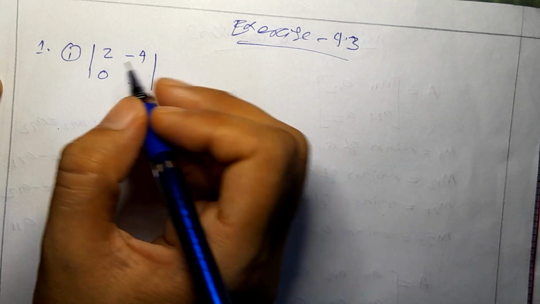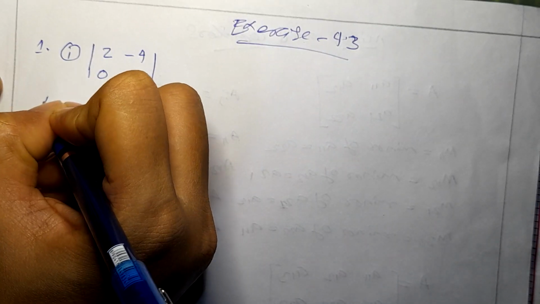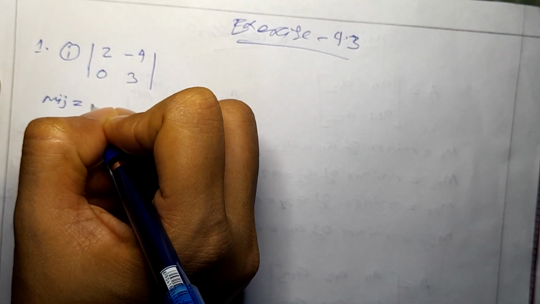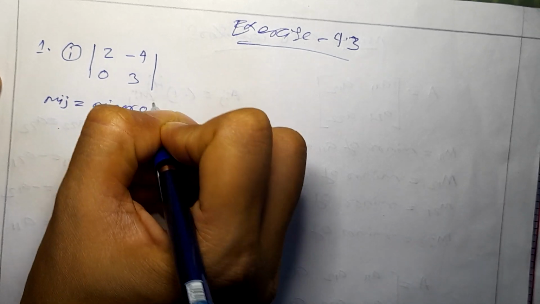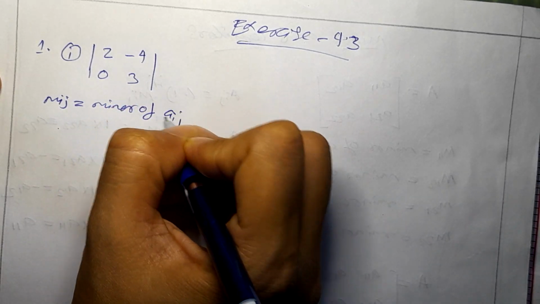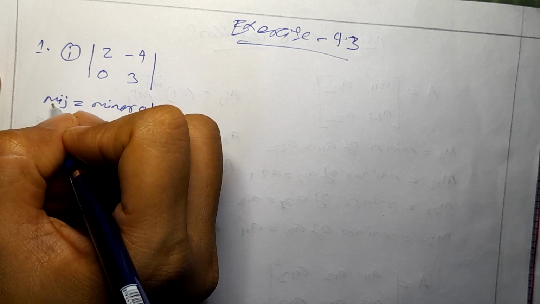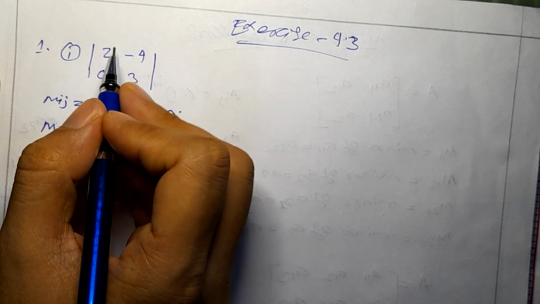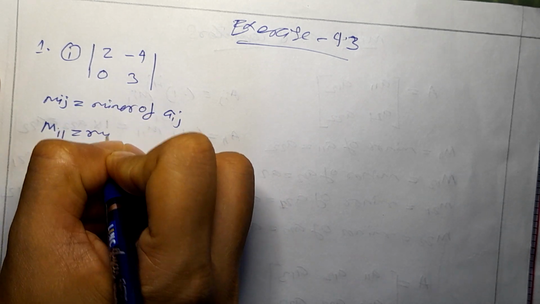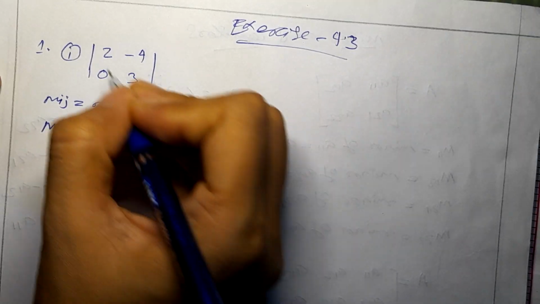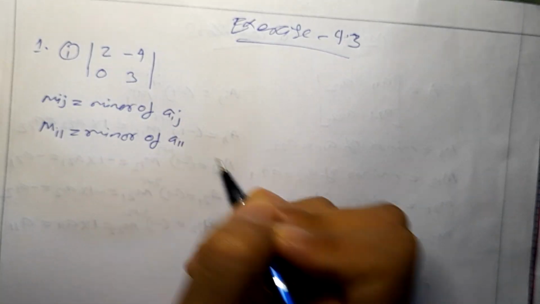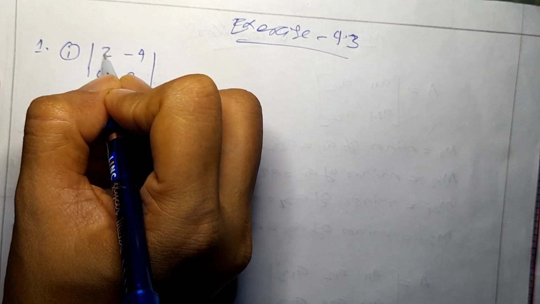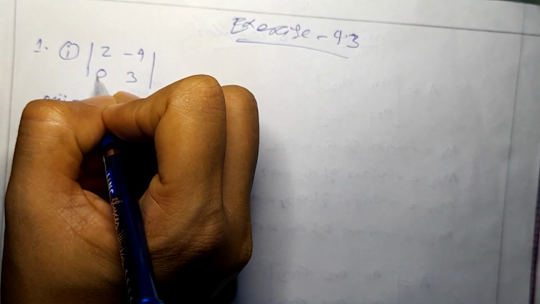So Mij means minor, that is, Mij is equal to the minor of aij. This is the element and this is the minor. So for first row, first column, M11 will be the minor of a11 in this position. Eliminate this row and this column, the first row and first column. The remaining is 3.